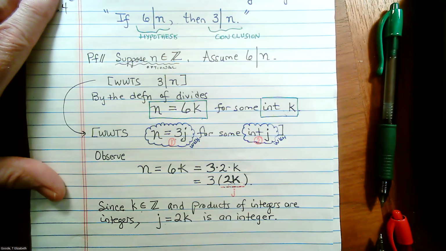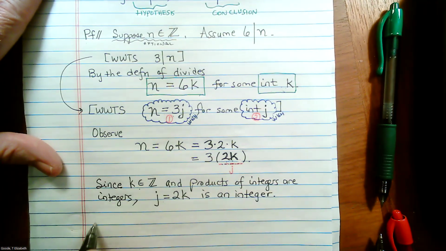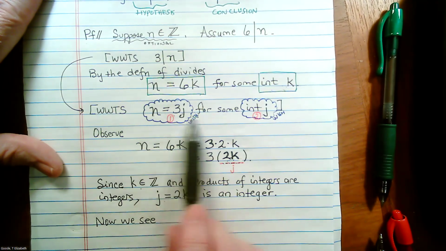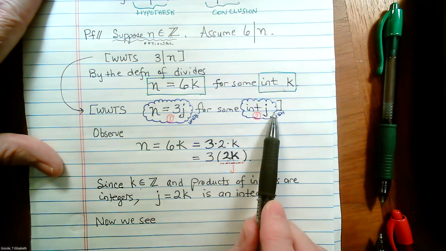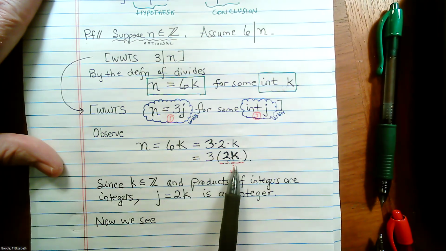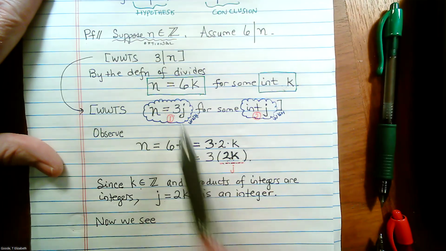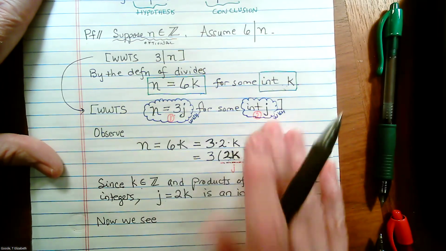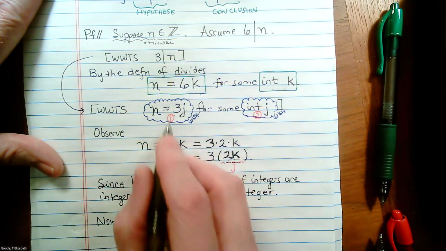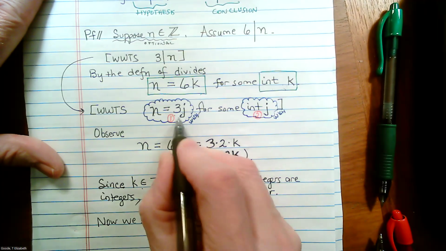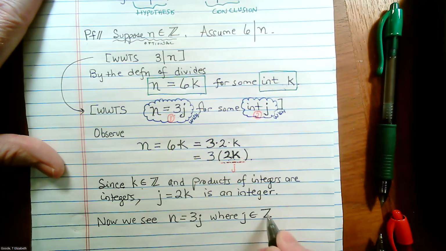All right, so let's see what we've done. Look at your wish. Your wish can tell you what you want to write. What did we just show? That n equals 3 times j. That's why writing this wish is so nice. You can now read this as your closing sentence. We just showed n equals 3 times j, where j is an integer. Do you agree that we just proved our wish?